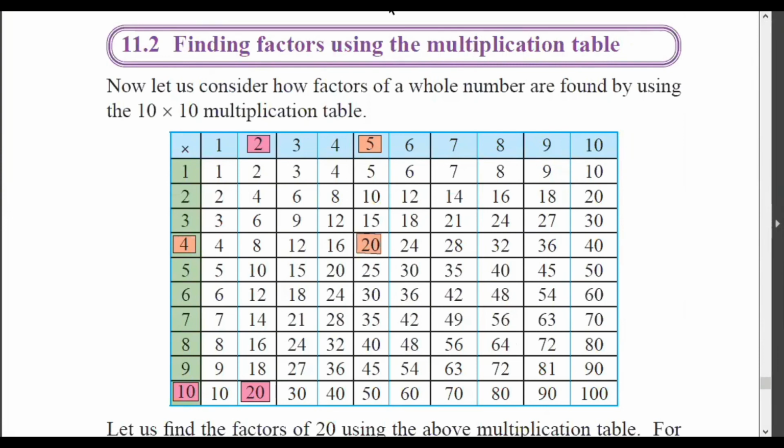Here, can you see there? Now let us consider how the factors of a whole number are found by using the 10 by 10 multiplication table. Here they have found some factors of 20 using the multiplication table. Here, 20 we can obtain by 10 times 2. So 10 and 2 are factors of 20. Another 20 in this multiplication table is here. That is 4 times 5. Examine the multiplication table carefully. So is it clear?